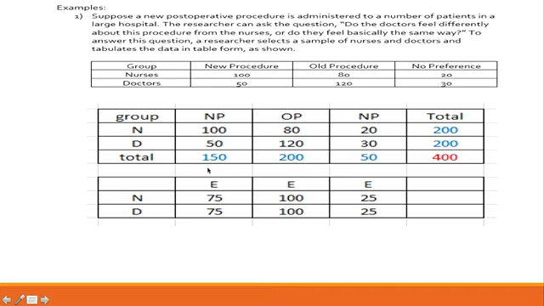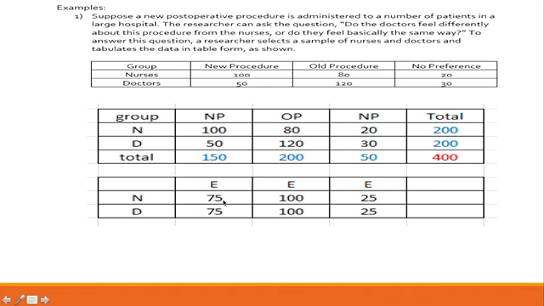So, this output is taken from that of the Excel. So, paano gagawin? First, you're going to get the sum of the opinion regarding the new procedure. So, yung 150 is 100 plus 50. This is 80 plus 120. This is 20 plus 30. And then this one is 100 plus 80 plus 20 is 200. And 50 plus 120 plus 30 is equal to 200, and that 200 plus 200 is equal to 400. Ito din, 150. The sum of the columns is also equal to the sum of the rows to get the capital letter N, which is 400.